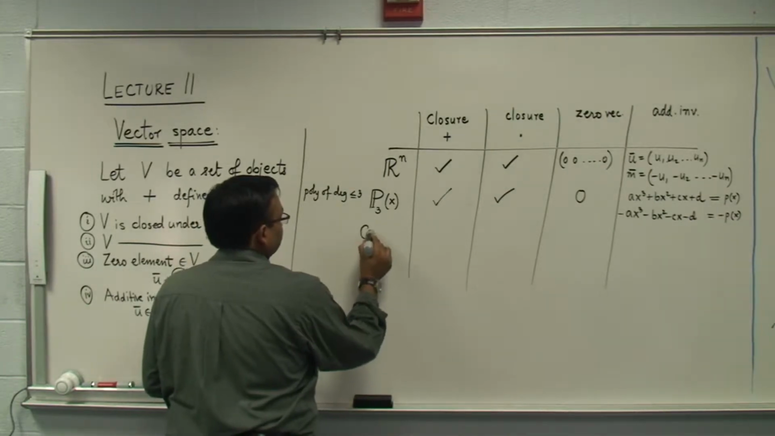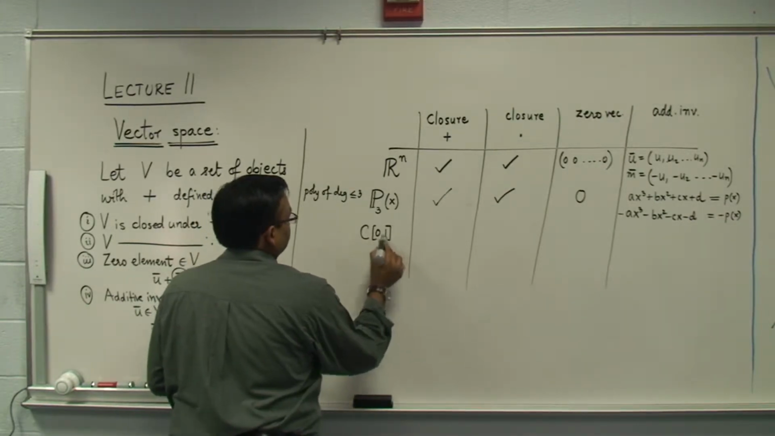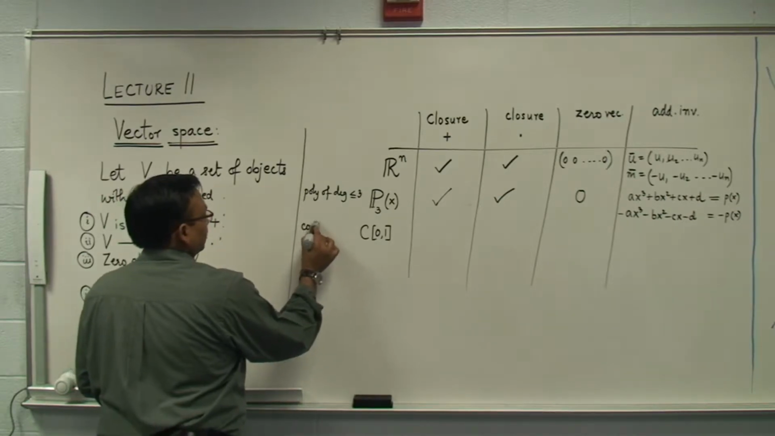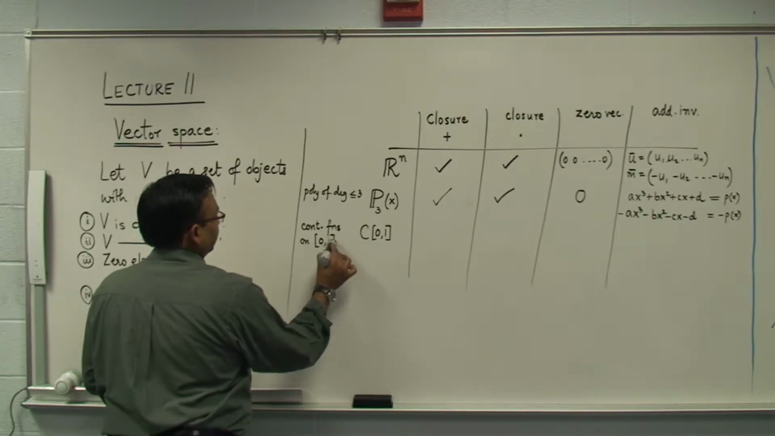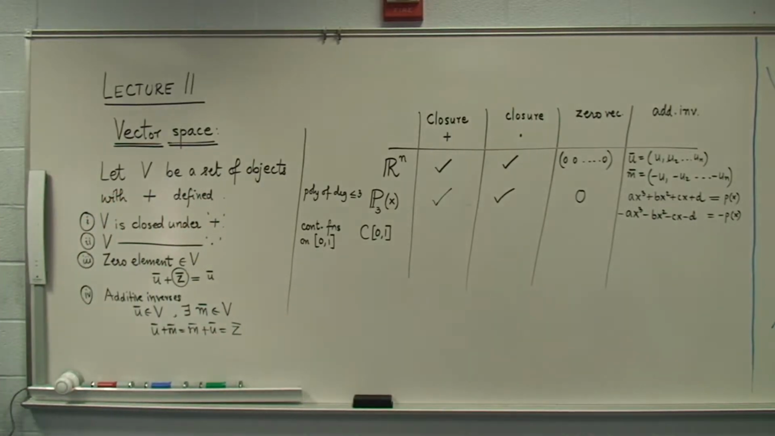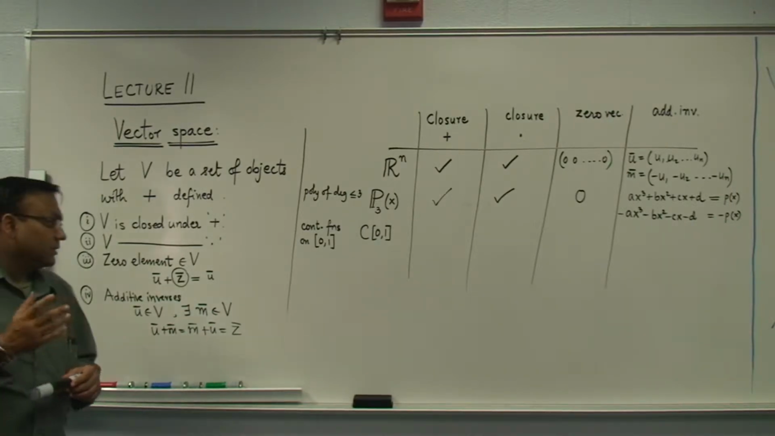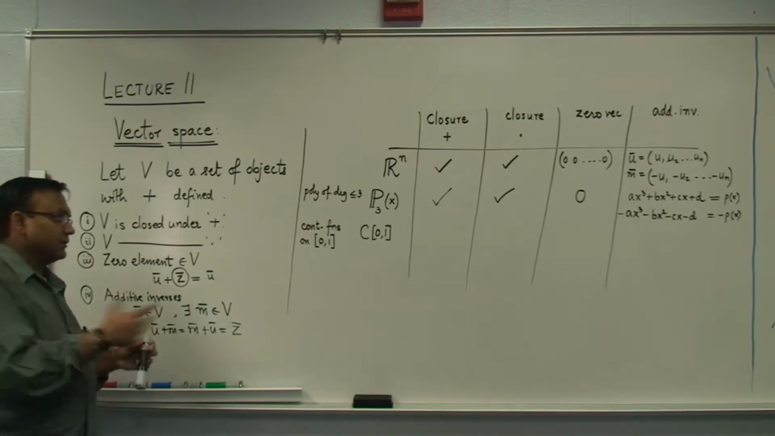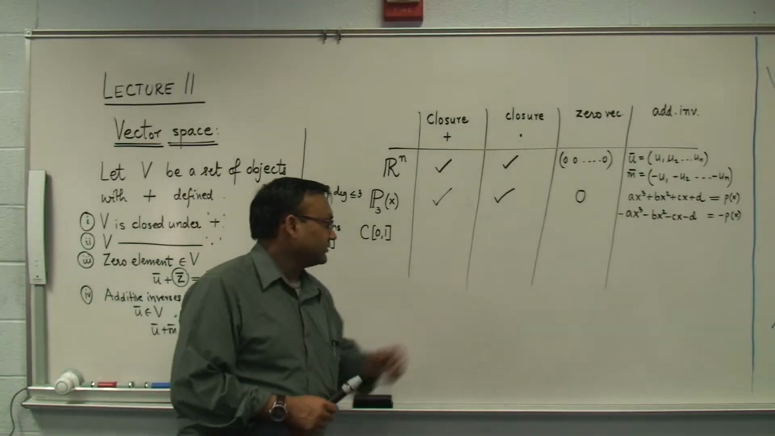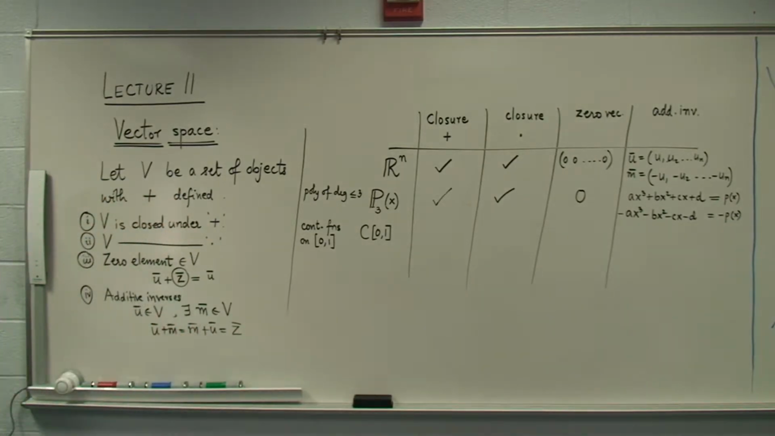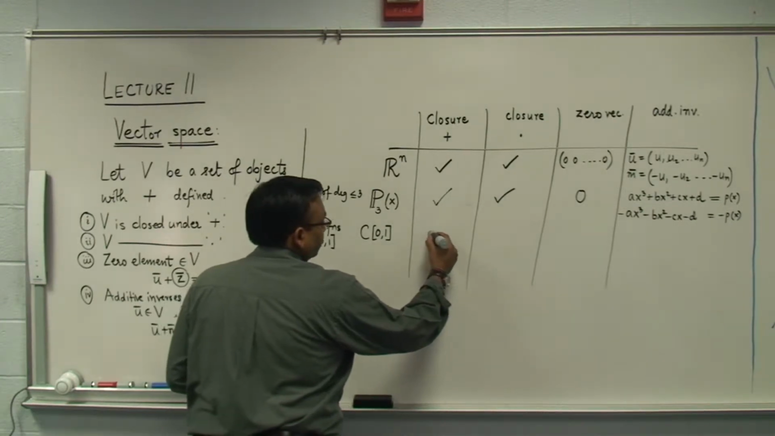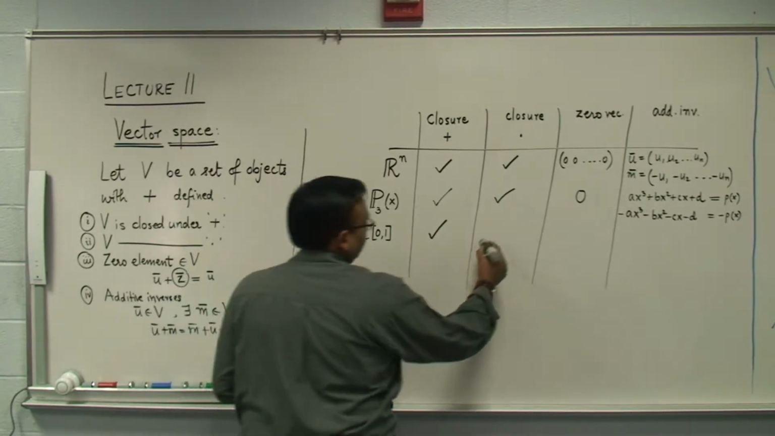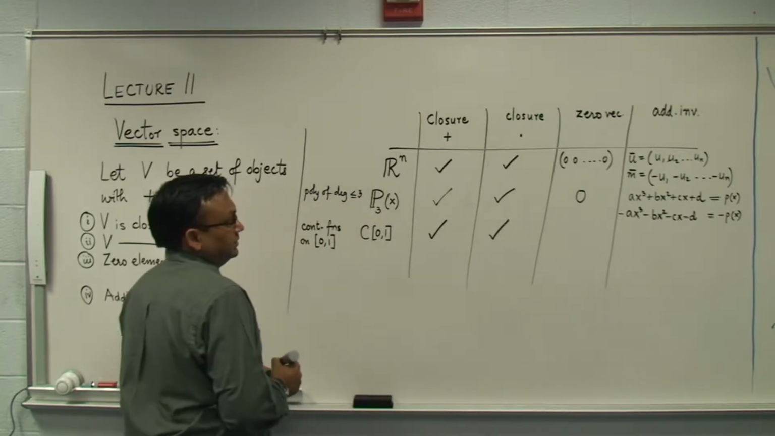Now, what else can I go for? Think of the space of continuous functions on the interval 0, 1. Any function that you can dream of on the interval 0, 1, which is continuous, has been put in that. Now I define addition and multiplication the regular way. How do you add two functions? You add them pointwise. How do you multiply a function by a scalar? You scale it pointwise. From your calculus, the sum of two continuous functions is continuous. If I take a continuous function multiplied by a scalar, it is still continuous.